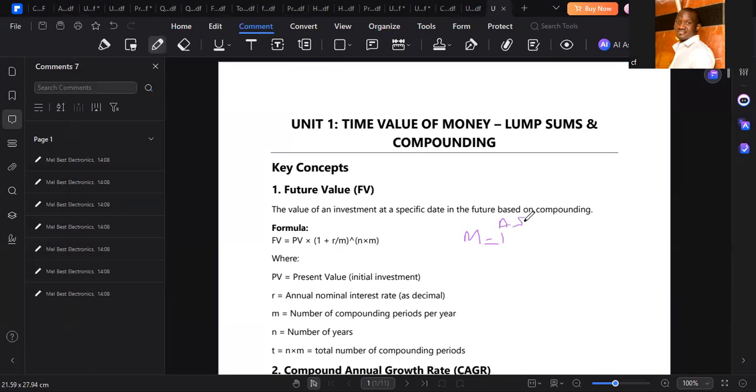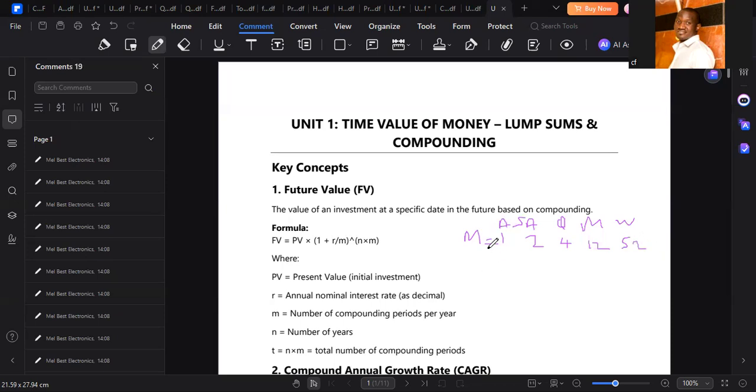Semi-annual is how many times? Twice. Quarterly, 4 times. Then monthly, that is 12 times. Weekly, how many weeks are there? 52.